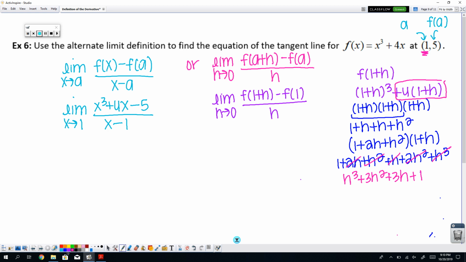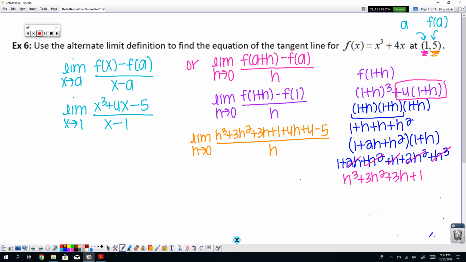So what we have now is the limit as h approaches 0 of h cubed plus 3h squared plus 3h plus 1 plus 4h plus 4. Oh, I put that in the wrong order. That's okay. And then minus f of a. f of a is right here, minus 5.